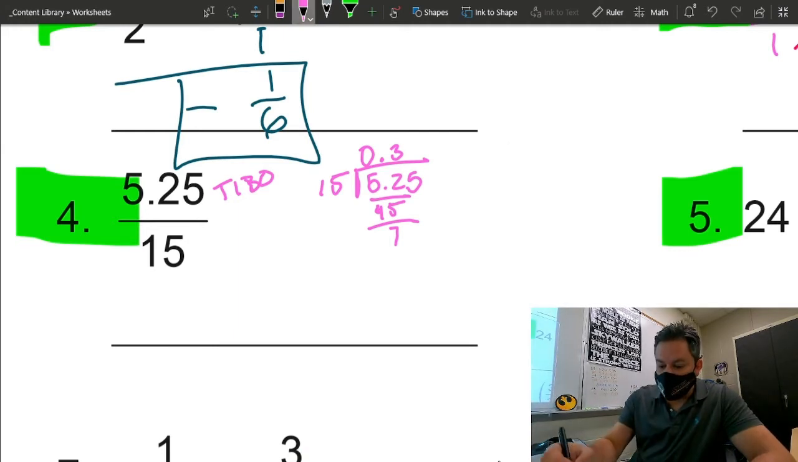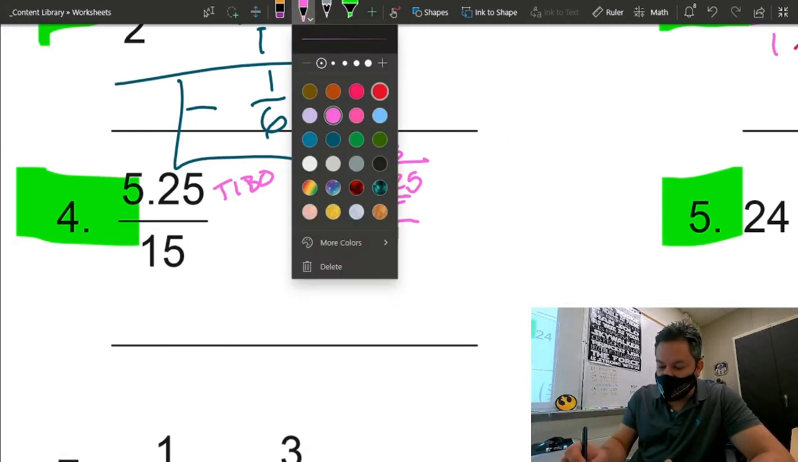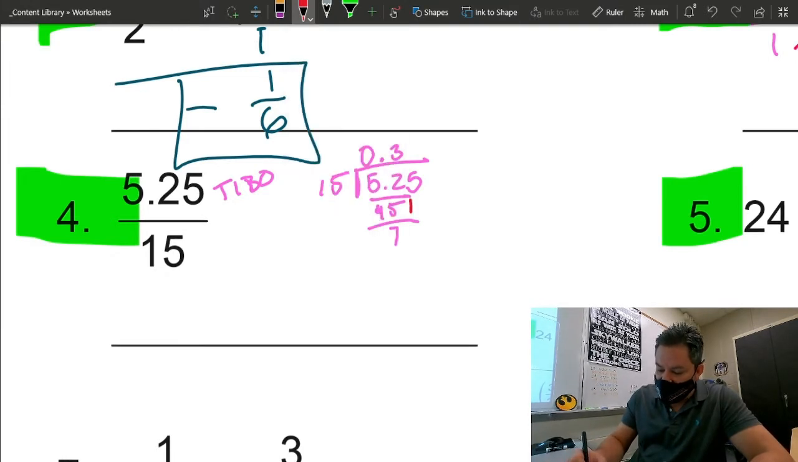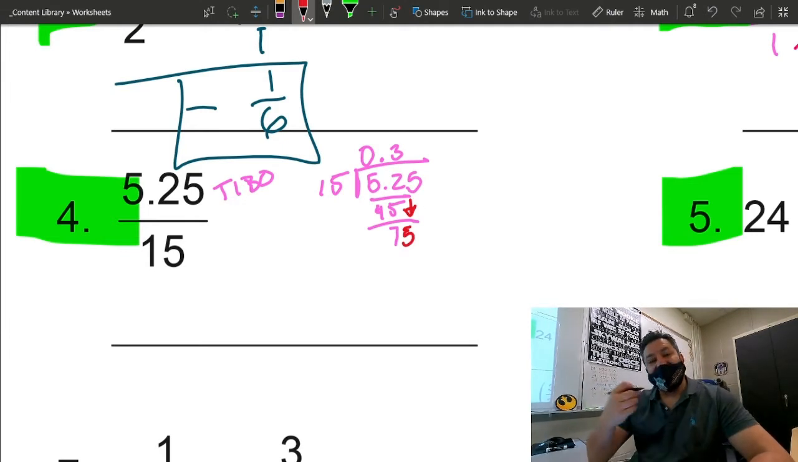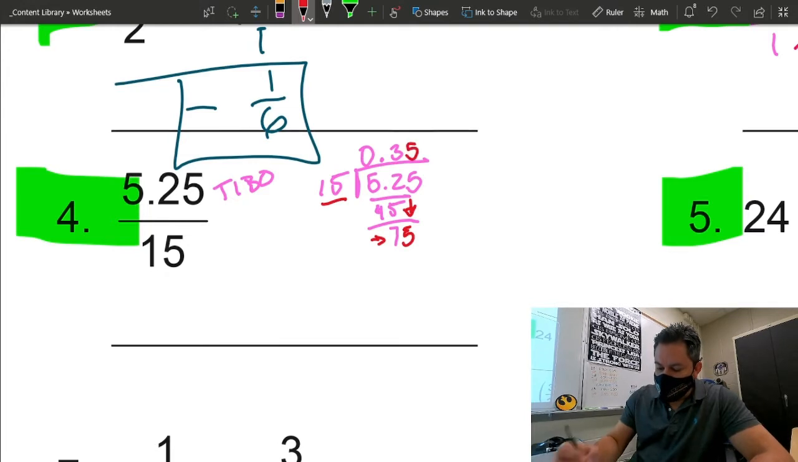Now, at this point, we're not done because we still have things in there that we don't need. So we're gonna bring this 5 down. Now I have a 75. And you're gonna ask yourself, how many times can 15 go into 75? That's 15, 30, 45, 60, 75. How many times is that? 5. 5 times 15 is literally 75.